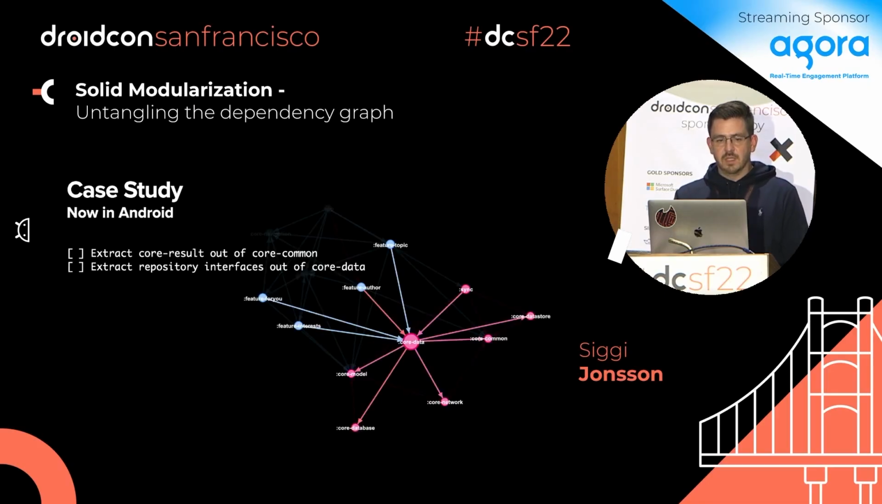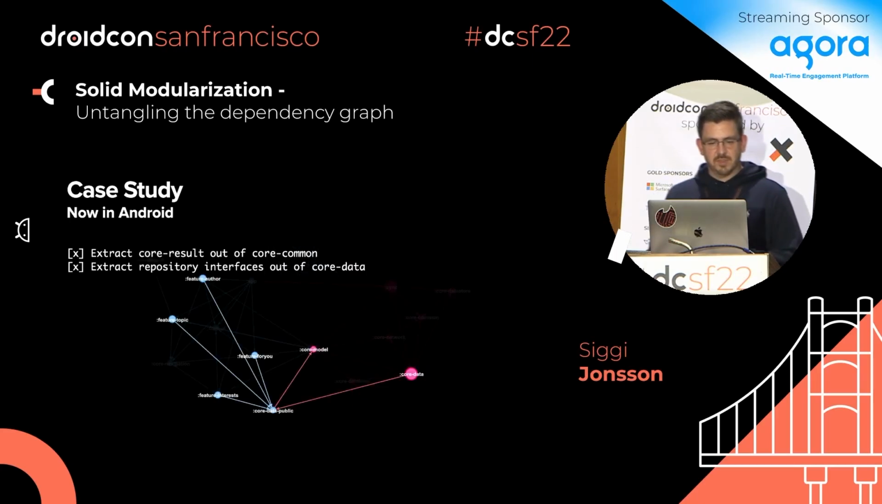So the second suggestion is to extract repositories out of core data. And this is exactly what we do. Using the magic of Keynote, we fast forward through the refactoring process of these two items. We can take another look at our graph after that change.